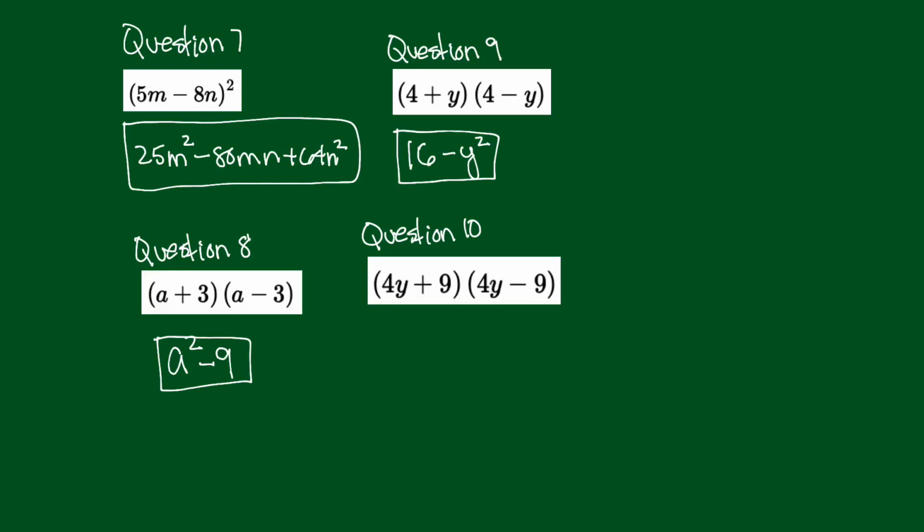Number 10, conjugates again. What have we got? We have 4y plus 9, 4y minus 9, just one difference in sign, so use our template, our pattern. Square the first, 4y, square it, 16y squared, put a minus sign, square the second. 9 squared is 81.